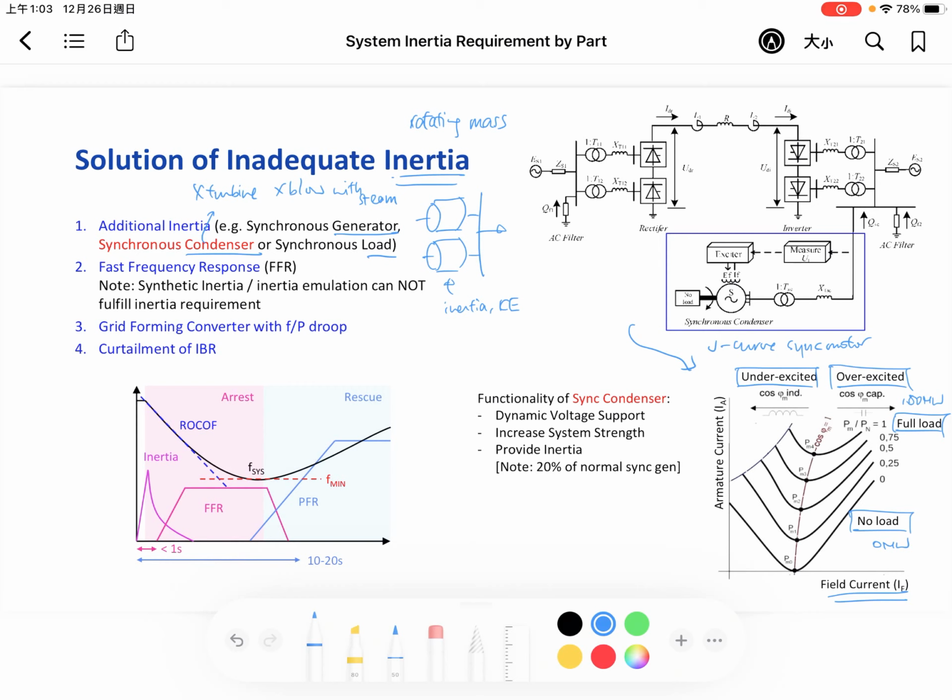By having different field current, we can actually control the amount of reactive power. Just like this is cosine phi equal to 0.8. It is also cosine phi equal to 0.8, but it is capacitive because we are overexciting it. We are generating reactive power. This is generating reactive power.